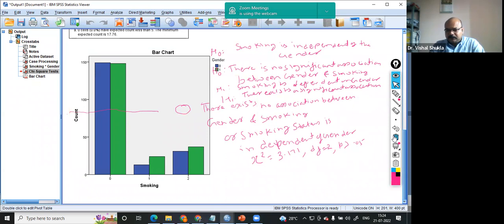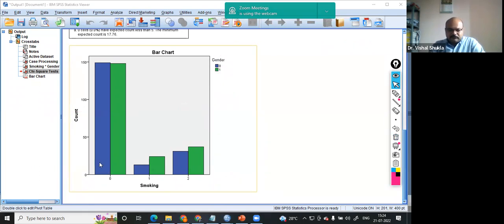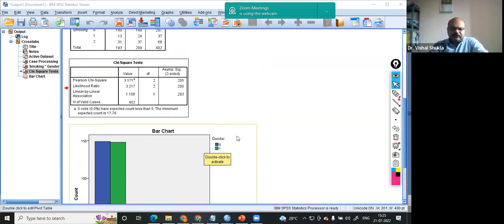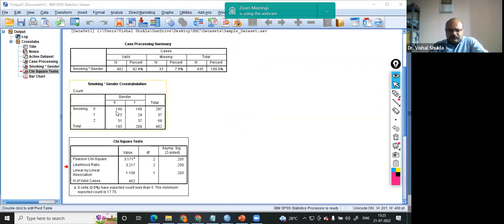So in this clustered bar chart, if you see, the blue bar is for females, 0, and 1 is for males, the green. If you see in the category of 0, that is non-smokers, the numbers of males and females are nearly equal. In the category of past smokers, 1, the numbers of males and females are again very close. And in the category of current smokers, again they are very close. So even the clustered bar chart is showing you that the number of males and females in each category are close to each other. I mean, there exists no significant difference between males and females when it comes to smoking status. There is no association between smoking and gender. Even if you see this count, in smoking, 149, 148.